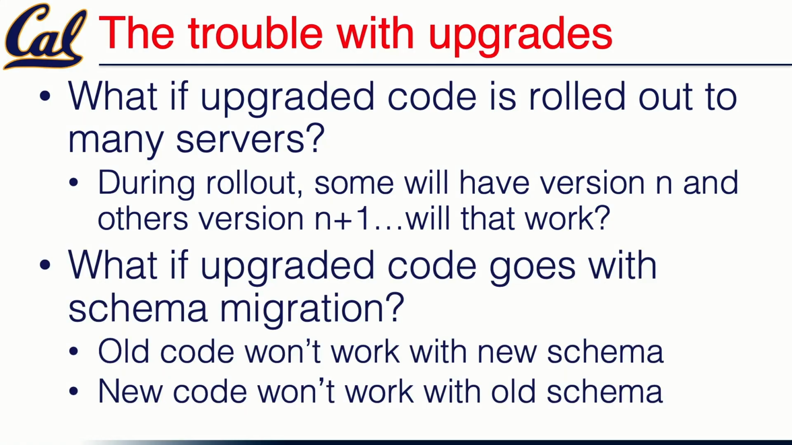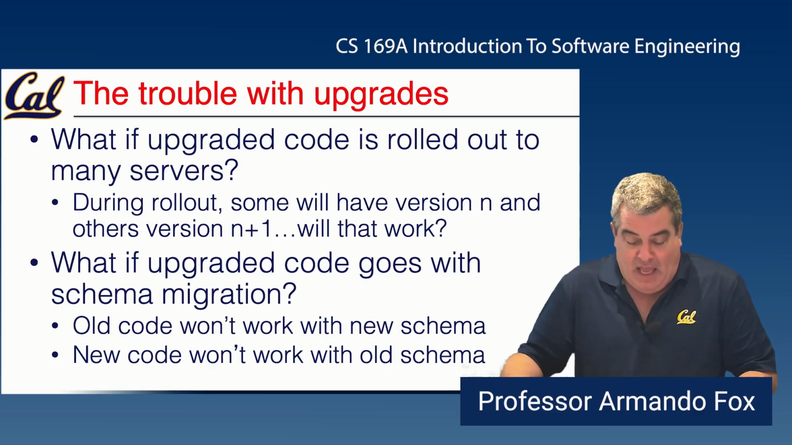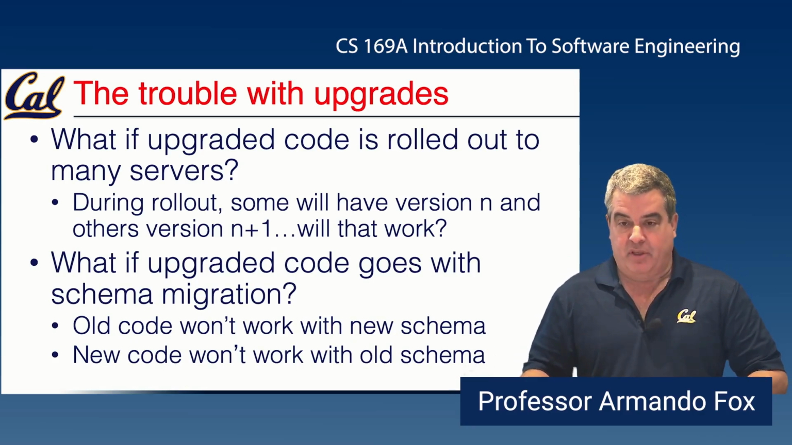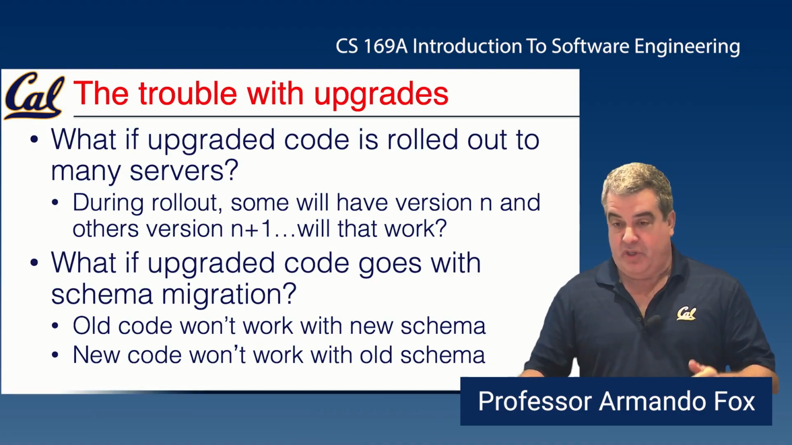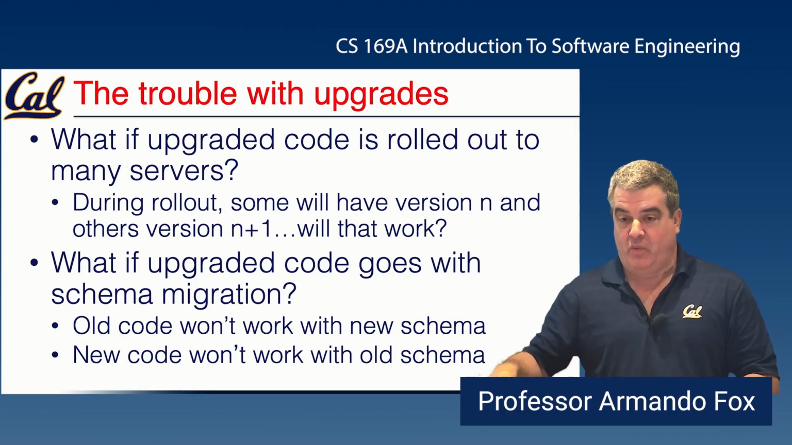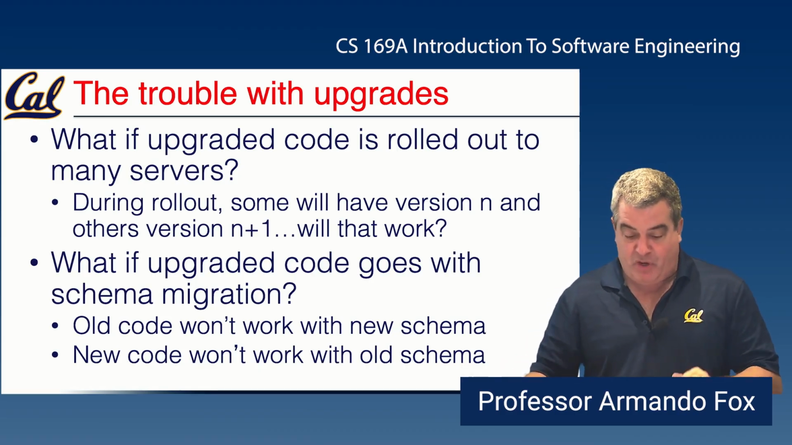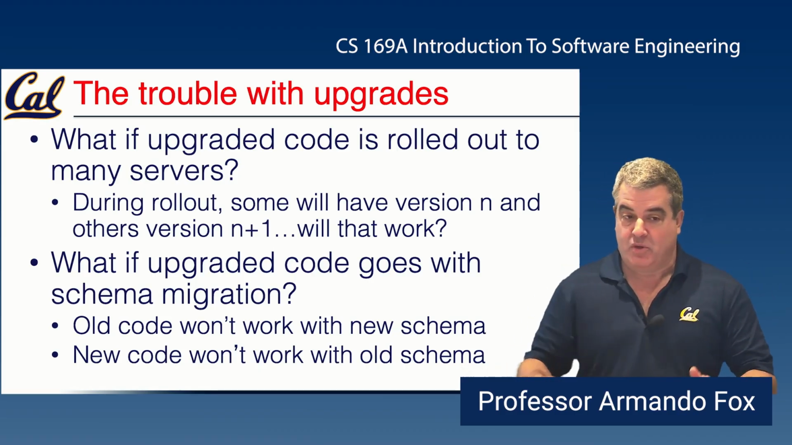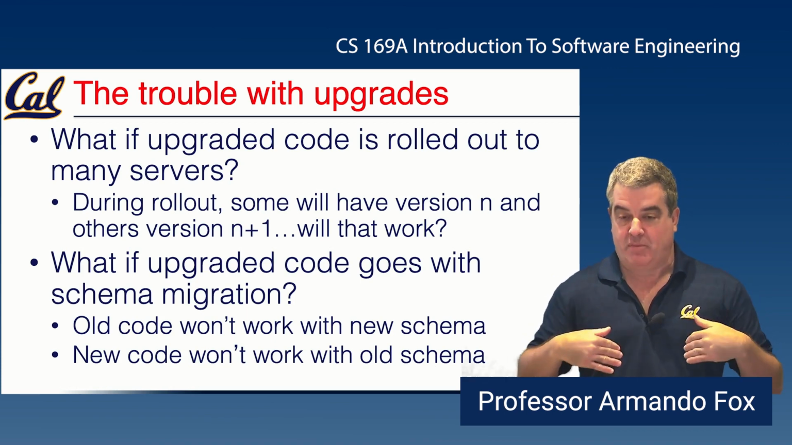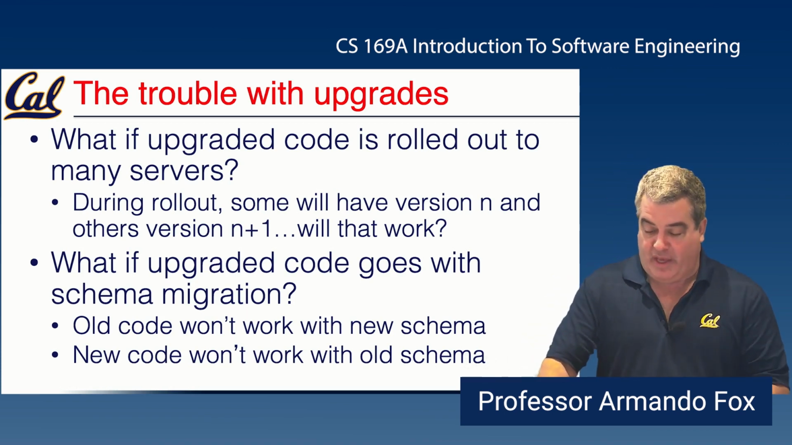And it could be even more complicated if part of the upgrade is changing the database schema in some way. This is particularly a problem if the old code, the code that's running now, would not work when the new schema is deployed, but the new code won't work with the old schema. So you sort of have to upgrade them both at the same time or neither. So how do you do that?